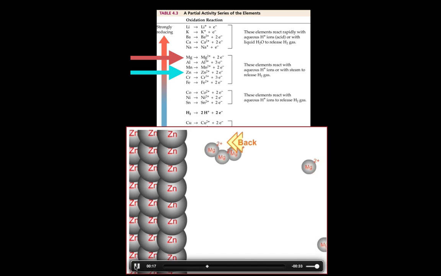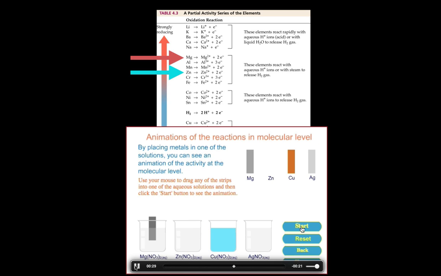And in the lab, you're going to see this. It's going to be visible in that nothing happens. That nothing happening is actually something happening. It is telling you something. It's telling you that zinc is not as reactive, and it won't react with magnesium.